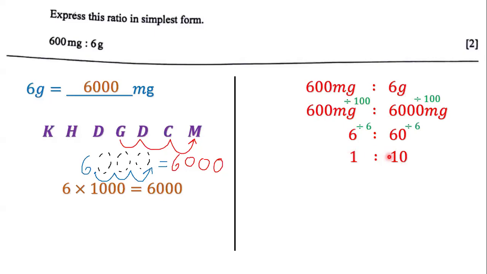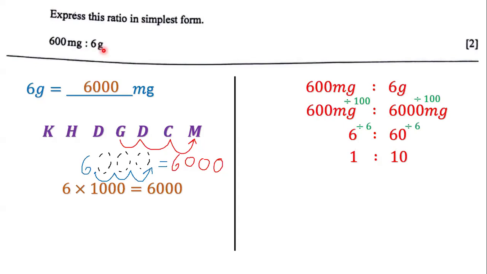So what did we do? We had this ratio problem, and we wanted to simplify it. But before we simplify this ratio problem, we have to consider milligrams and grams. We have to make sure that those units are the same. So we said, this is 600 milligrams, this is grams, so you have to ensure that these units are the same.